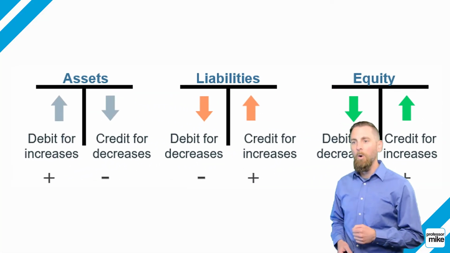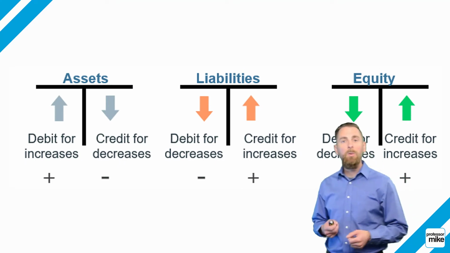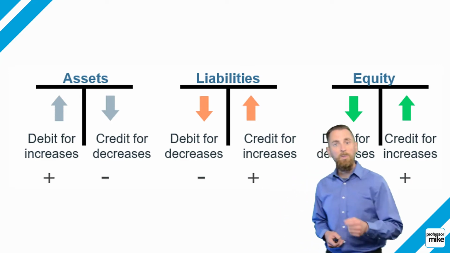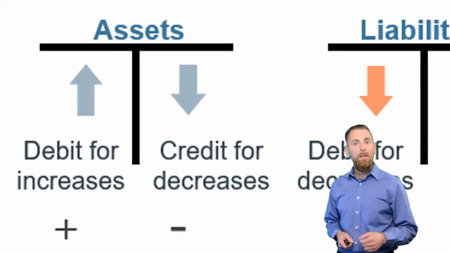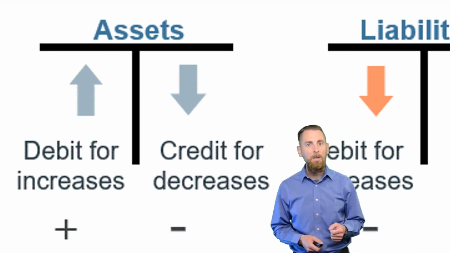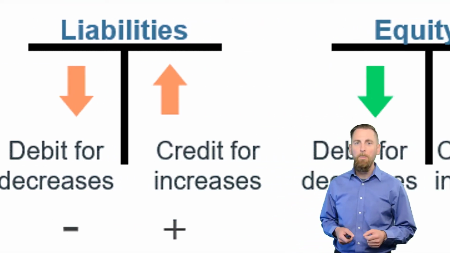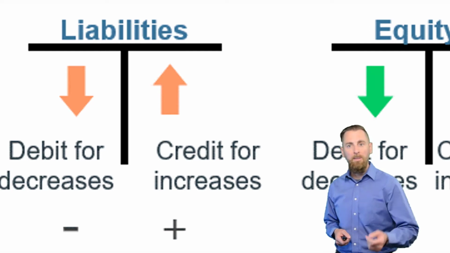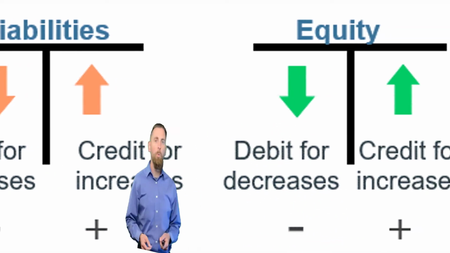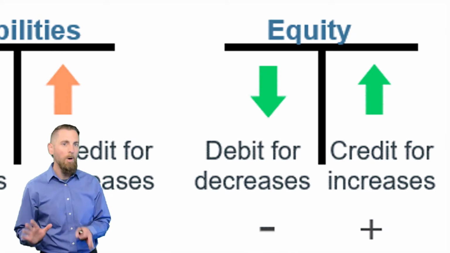Here's a quick overview of what debits and credits do to each side of the equation. As you can see, we have assets that are debited for increases and credited for decreases. Liabilities are just the opposite. You're going to credit them to increase them and debit them to decrease them. And equity is the same, and this is where it gets a little bit complex.